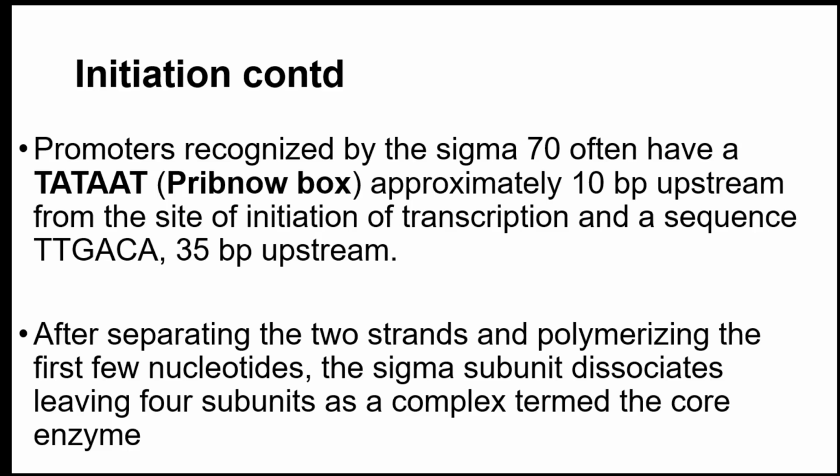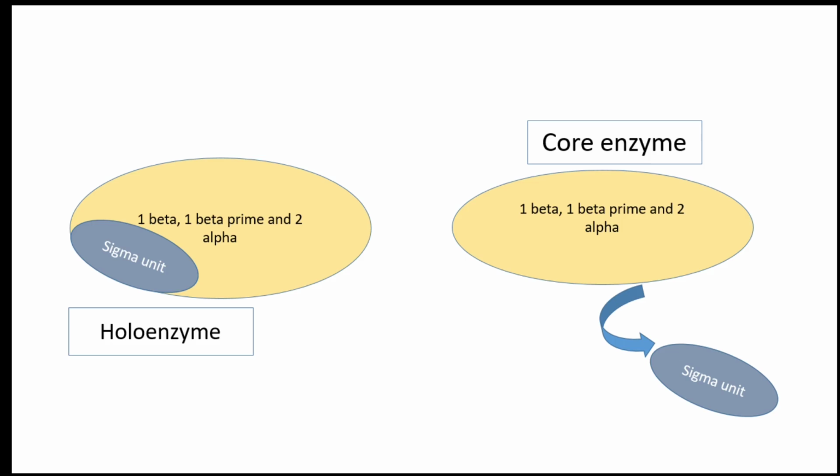It's going to leave the rest of the units that we talked about, and it is going to leave 4 units. The moment the sigma subunit dissociates and goes away, we now have the core enzyme. The enzyme is now going to continue the transcription. This is what I basically talked about. We have the beta, another beta prime, then we have 2 alpha subunits, and with the sigma subunit, our RNA polymerase is a holoenzyme. And the moment the sigma subunit dissociates, we remain with the core enzyme.